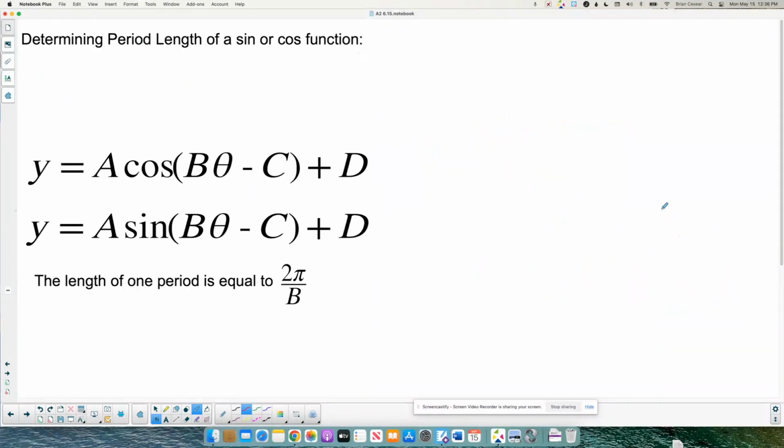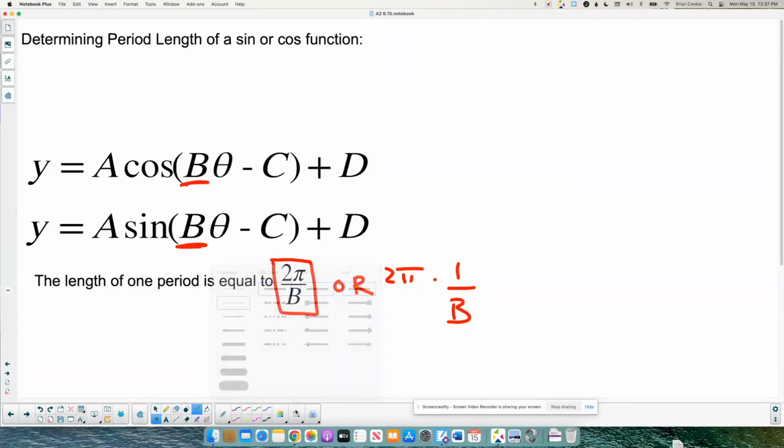So determining your period length of a sine and cosine function. We can figure this out by saying the length of one period is equal to 2 pi divided by b, or you could say 2 pi times 1 over b. But b is the number right in front of theta or x, and it doesn't matter if it's a sine or a cosine curve. So now we know how to find our period length. If you need to, jot that down in your notes, might be a good idea to put that on the lesson summary page, because that's not in your book.